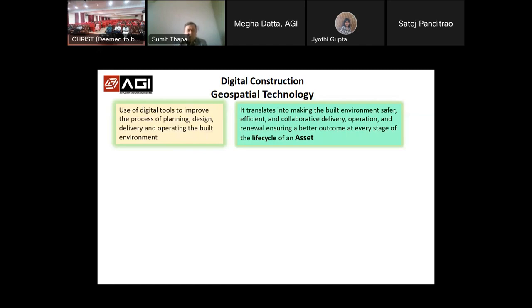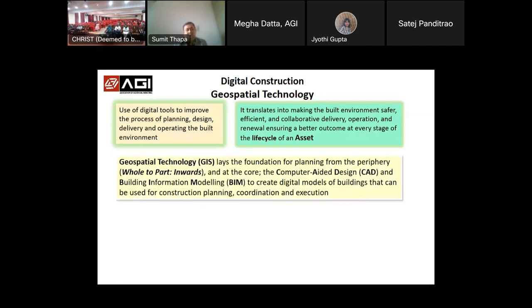The life cycle of an asset starts with planning, then goes to designing, engineering, then construction, and later operation and maintenance. After some time, you renovate it, and then demolish or reconstruct it, whatever it is. In every stage, geospatial technology comes into the picture. What is that geospatial technology, which I'll talk about a little later? Essentially, it is a geographic information system with different tools.